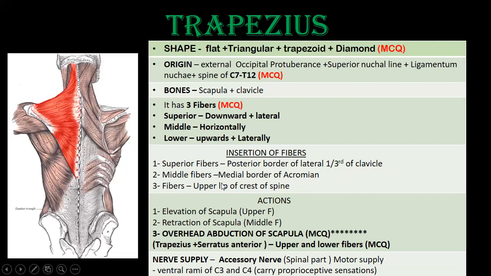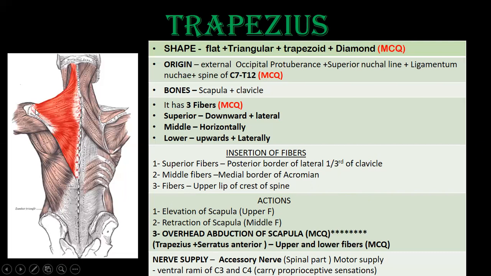Then the middle fibers are inserted into the border of the acromion, which is related to the scapula bone. And the lower or inferior fibers insert into the crest of the spine of the scapula. So just remember superior, middle, and inferior fibers. The fibers associated with the clavicle are only the superior fibers, and the fibers associated with the scapula are the middle and inferior fibers. So easy to understand.